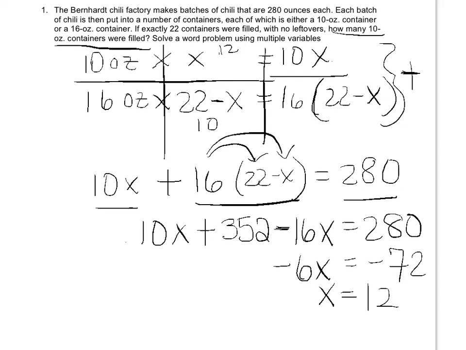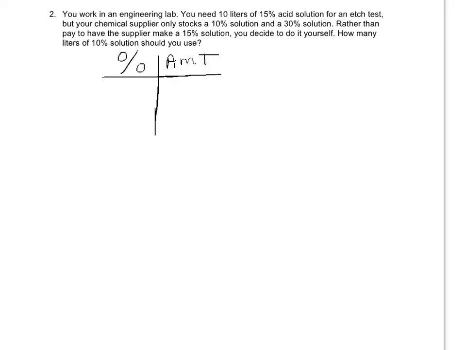Mathematically, we were doing the same procedure. All right, our second is number 2, and it's called an engineering lab problem here. And you work in this engineering lab, and you're supposed to make 10 liters of a 15-ounce acid solution for an etch test. But your chemical supplier only stocks 10% and 30% solutions, and you need a 15.